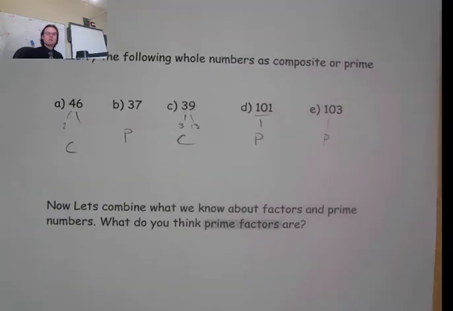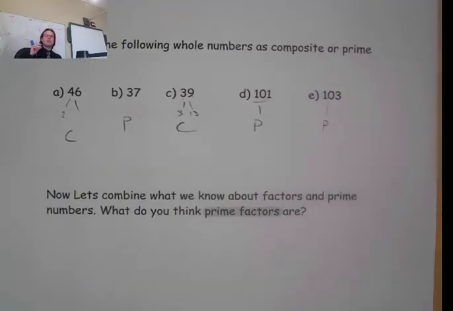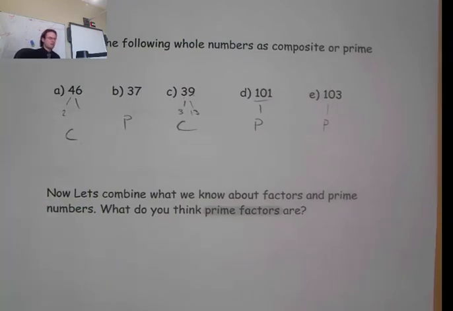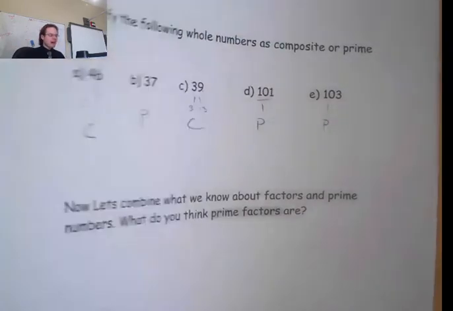So now, let's combine what we know. What do you think a prime factor is? You know what a prime number is, you know what a factor is. What do you think a prime factor is? Well, a prime factor is a number that is prime and is also a factor of a composite number. And that is a prime factor.